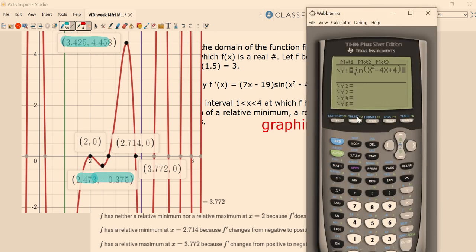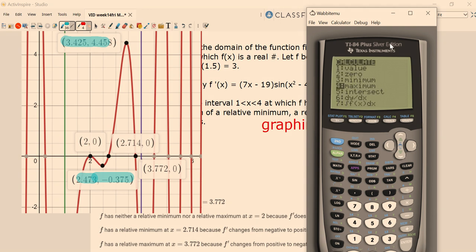Well, I am going to go back to graph, second calc, and for this bottom blue point, I'm going to go minimum. I am going to put the left bound somewhere there. It doesn't need to be exact. And put the right bound here. And let's see. The minimum is 2.473, and this matches up with the bottom blue point. Do this for this point right here. Do the same thing except do maximum.